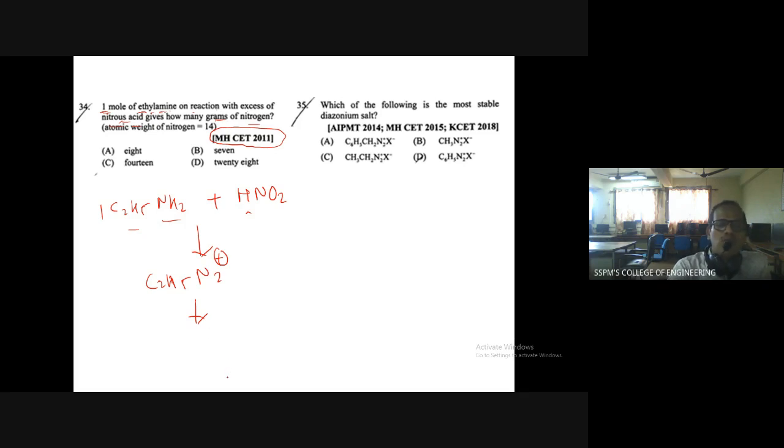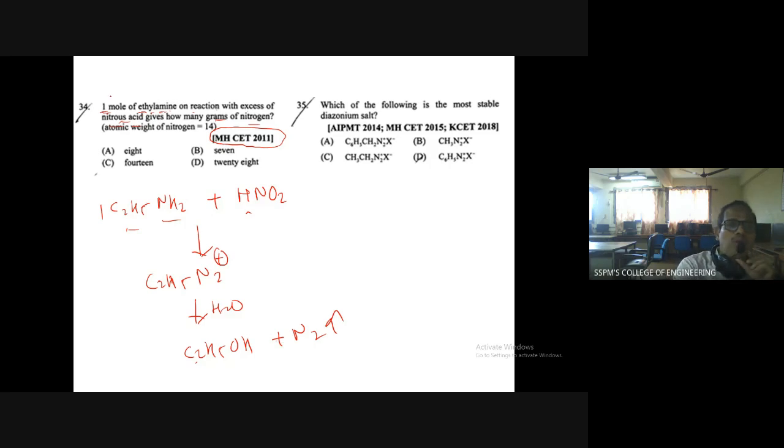So nitrogen is produced in this reaction. How will it be produced? If we hydrolyze this compound C2H5N2 plus, then only we will get C2H5OH plus N2 gas. It is well known, I already told you, that a primary amine finally gives alcohol when treated with nitrous acid, and nitrogen gas is formed.